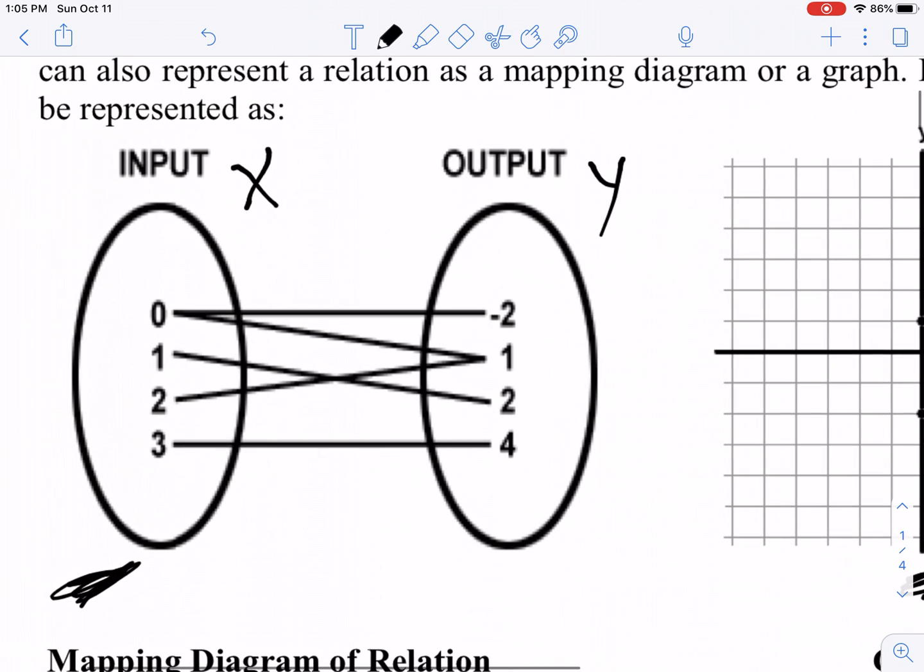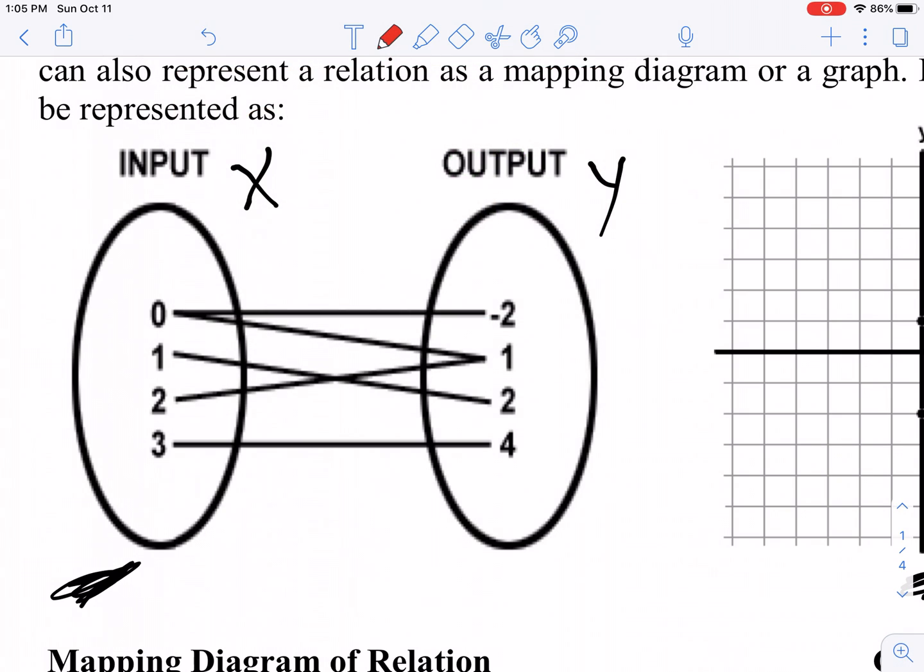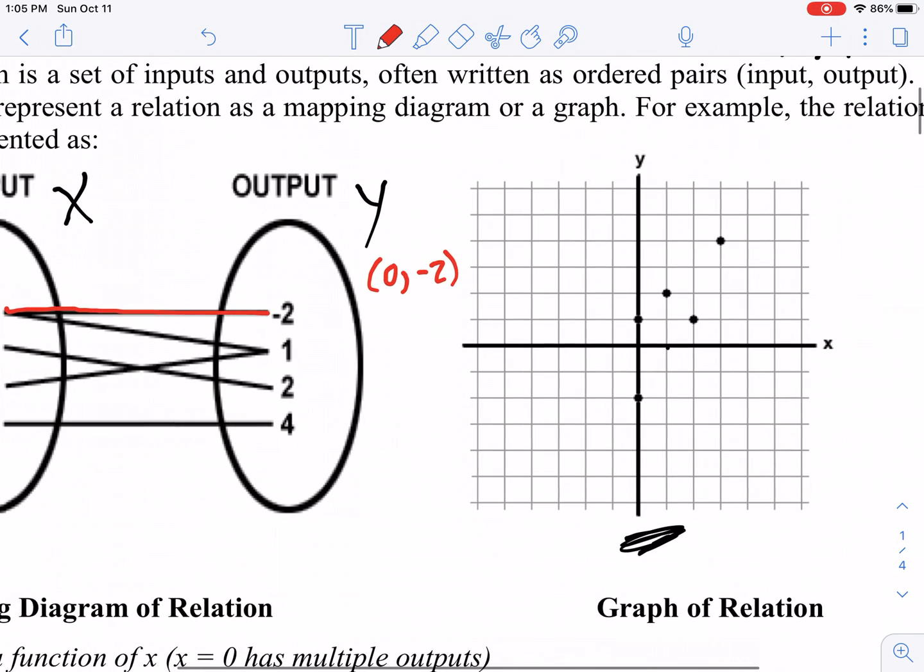Okay, now this guy is a mapping, and all it does is it shows us what goes with what. So my X of 0 is being mapped to my -2. So X 0 is mapped to the output Y, -2. Okay, now we could think of that as a point, 0 for my X, -2 for my Y. And then as a point, we could plot this on the graph. 0, -2 doesn't move on the X, but it goes down 2 on the Y. So it would be plotted right there. That would be the point 0, -2.